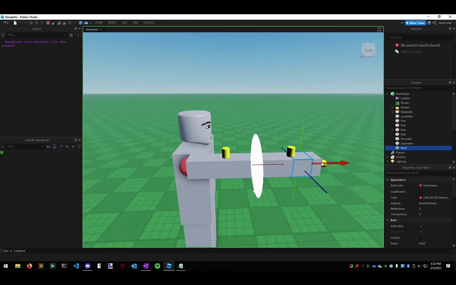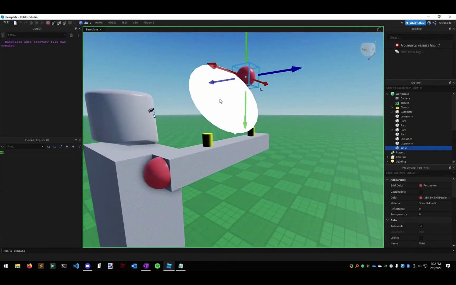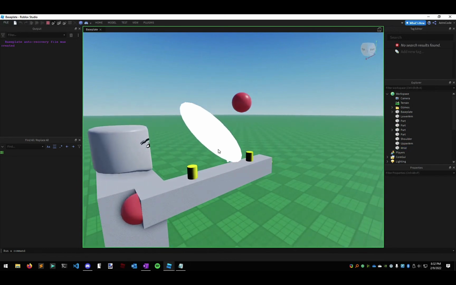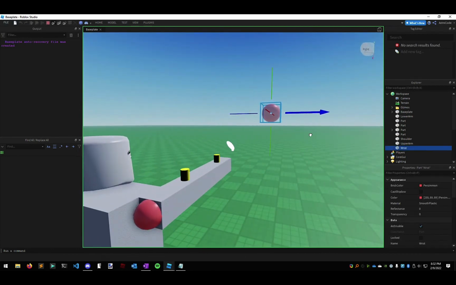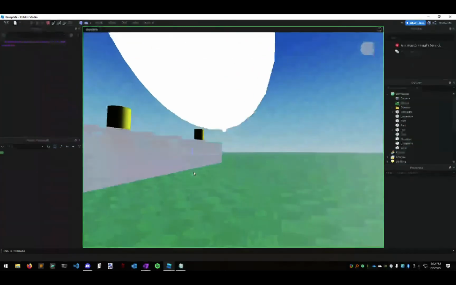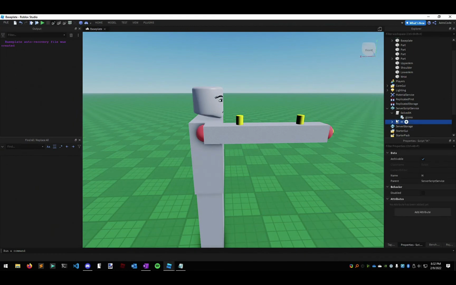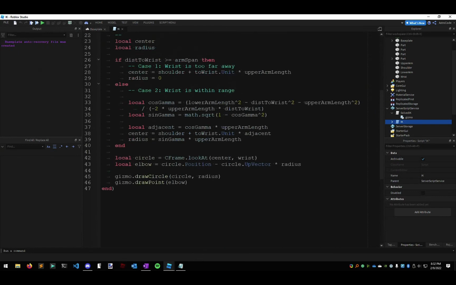Okay, so we can see here this is our circle of intersection, and the circle of intersection is centered at that center position, and it's a C frame looking from the center to the wrist. And then, you actually can't see it, but at the bottom here, that's where we've placed our elbow. So the way I place the elbow, it starts at the center of the circle, and then we move down by the up vector of the circle. So I can show you what the up vector looks like.